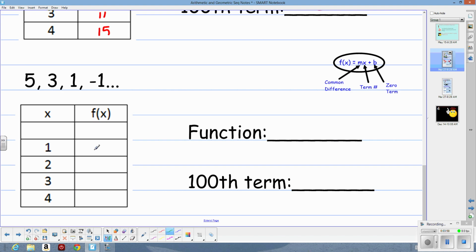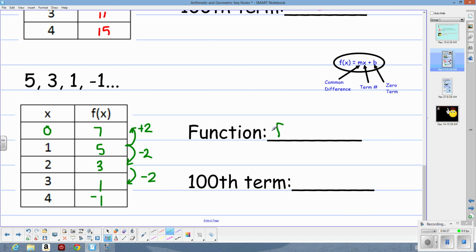Let's go ahead and start by filling out the table. First term is 5, 3, 1, and -1. To go from 5 to 3, a -2 was added, or we subtracted 2. So if I want to go back to the zero term, instead of subtracting 2, I'm going to add 2. So the zero term is going to be 7.